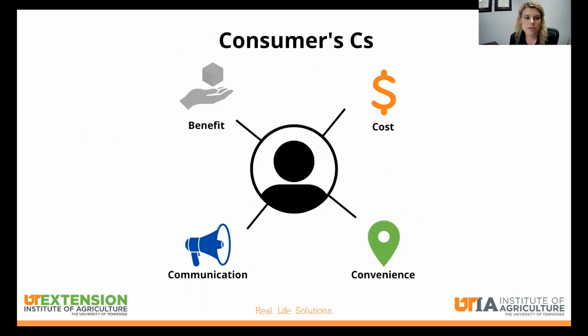When we're trying to focus on those strategies, we're going to focus on our customer and what they're looking for and how we can meet them where they're at. When we're looking at our customer, we want to consider the 4 C's of marketing: the consumer benefit, the consumer cost, convenience, and communication. The customer is at the center of all of our marketing efforts and our focus.